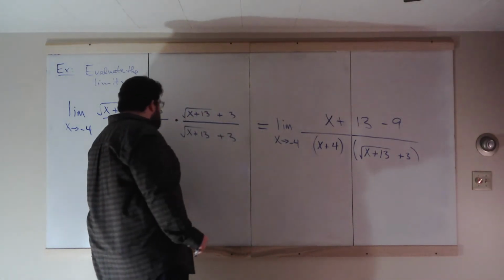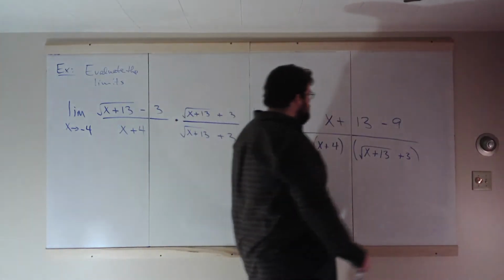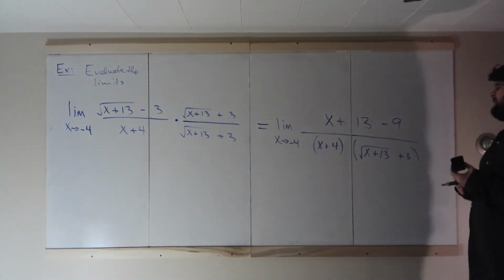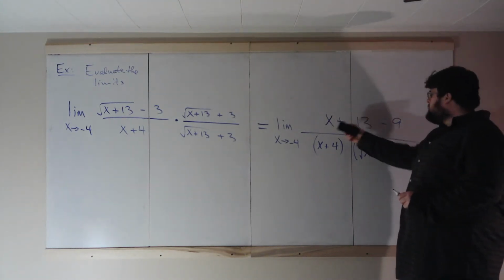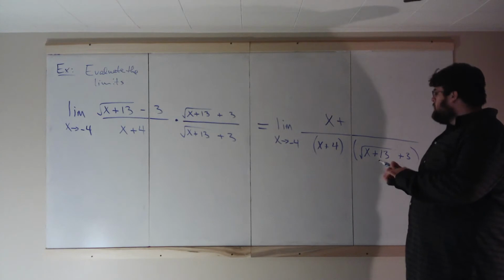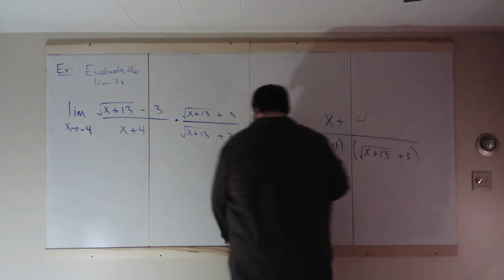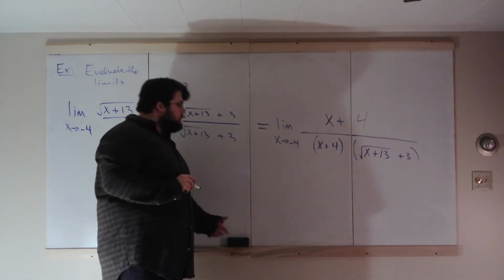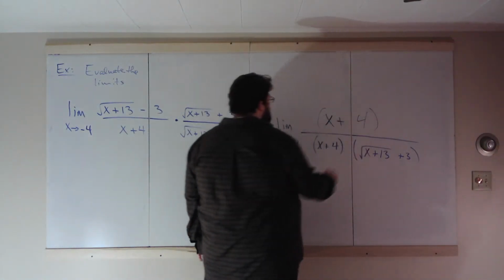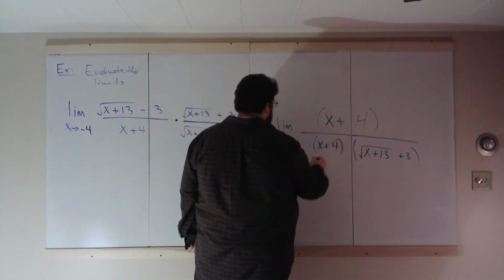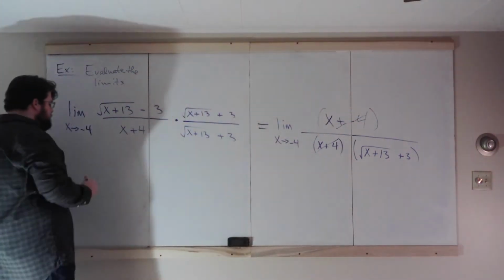Well, how does that help us? I'm going to be a little lazy, because that denominator is a pretty big denominator. In this numerator, we have x plus 13 minus 9. 13 and negative 9 make a 4. And what can we now do with this? Well, look at this. There's an x plus 4 on the top, and there's an x plus 4 on the bottom. So we can reduce that fraction.